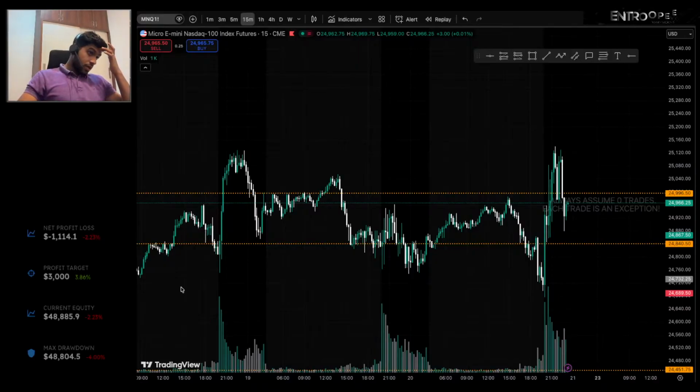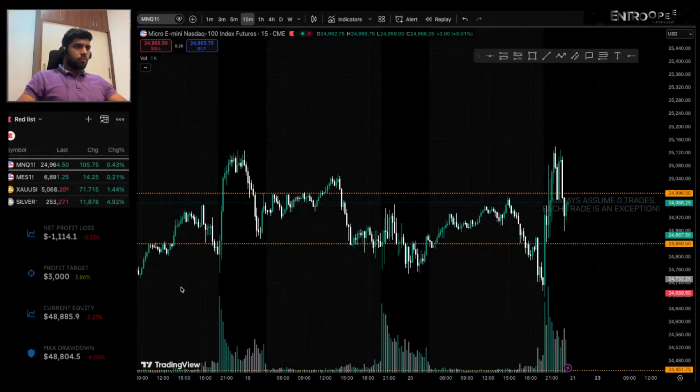I'm trying to add the TradingView instruments view on the left side. Let me just add it quickly. Yeah, there we go.